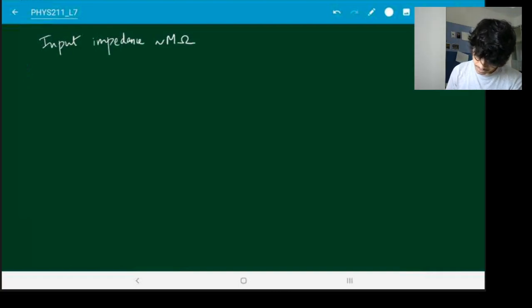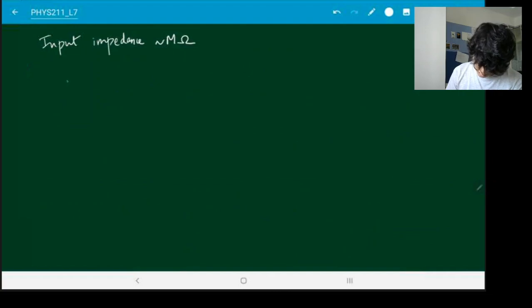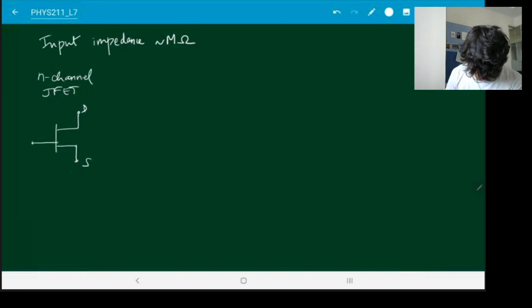Right. How do we denote these FETs in a circuit? So the symbol is like this. If you have an N channel JFET, the symbol is like this. So this is the drain, this is the source, this is the gate. You put an inward arrow, and this line is always slightly shifted down towards the source, just to be able to tell which side is drain and which side is the source.